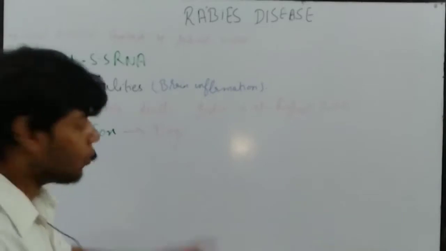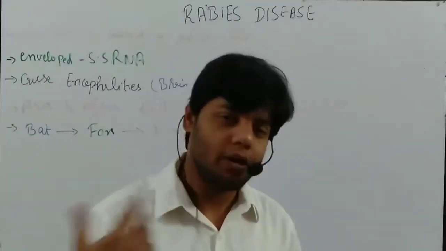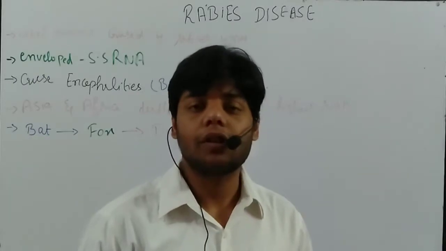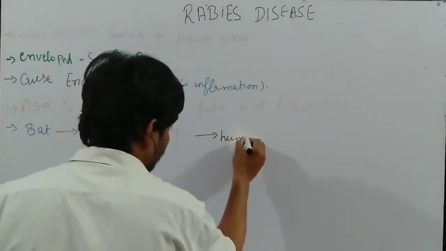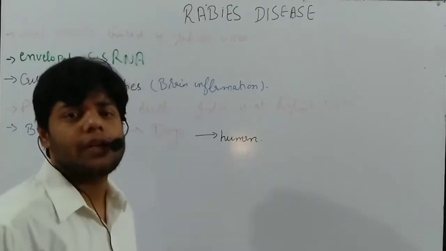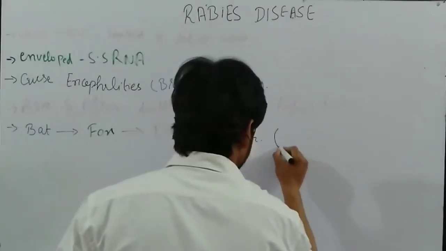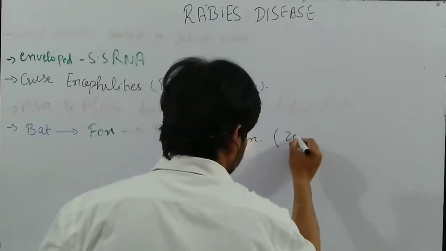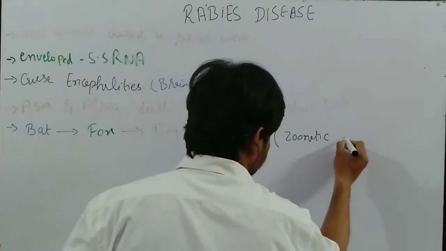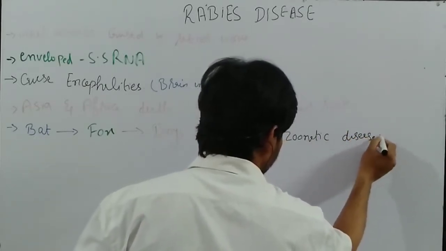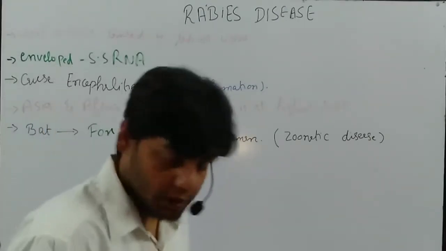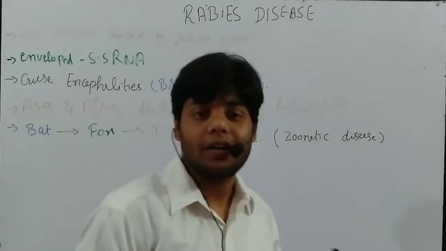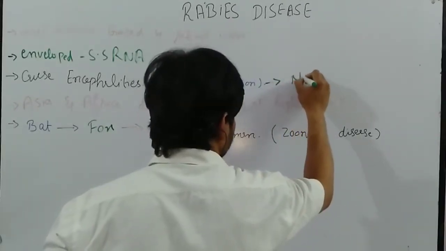And as all of you know, many people, inside many countries, use dogs as pets. So after some time, it is transmitted to humans. So we can say rabies is actually a zoonotic disease also. Due to each of these points, it shows that it is a zoonotic disease. Now, as we said that it can cause encephalitis, brain inflammation, it is also a neuropathic disease. It is a neuropathic virus.